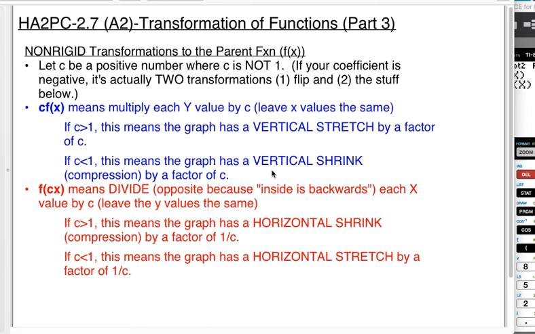All right, this is Honors Algebra 2 Pre-Calc. We're doing part 3 in 2.7 of Algebra 2, which is still transformation of functions. So this video is going to discuss non-rigid transformations to the parent function f of x.